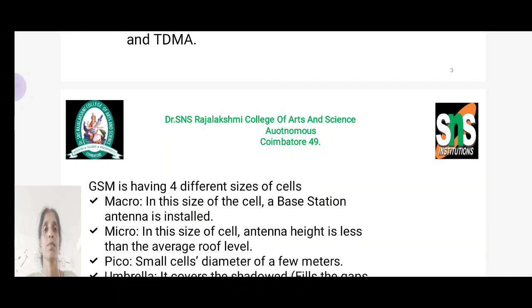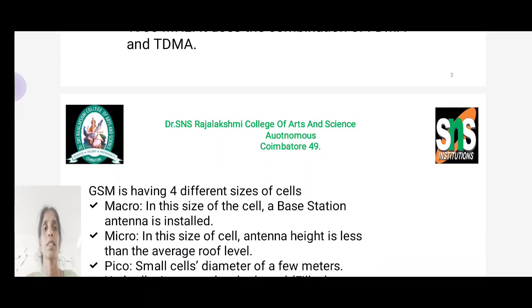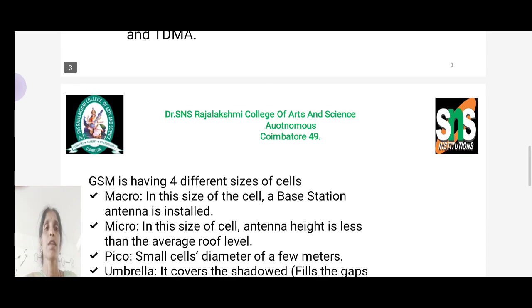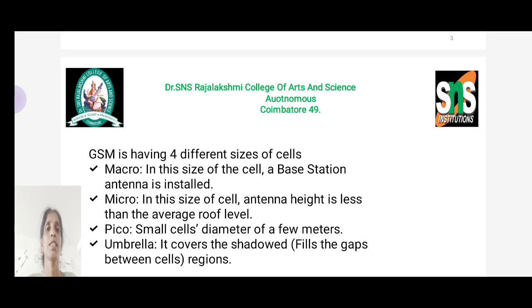It has four different types of cells: macro level, micro level, pico level, and umbrella level. In macro level, a base station antenna is installed, and the antenna can be used to receive the signals and transmit those signals to the nearest stations. In micro level, the same kind of antenna is used, but the antenna height is less than the average roof level. Pico level is a small cell with a diameter of a few meters. In umbrella level, it covers shadows and fills the gaps between cells and regions.